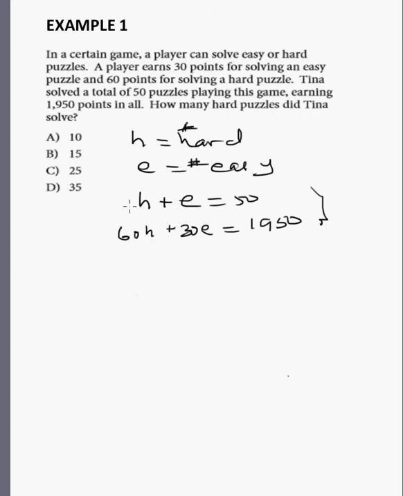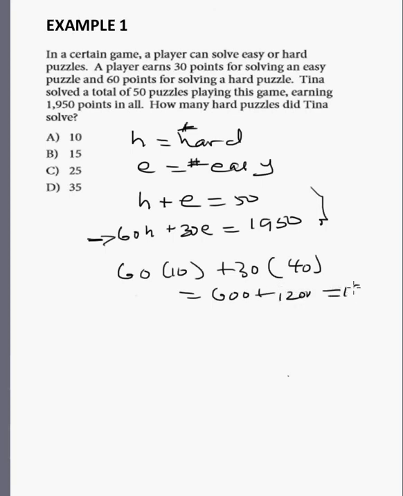So let's play with a plug-in. Now the plug-in, the best approach is this. You're going to plug in here because you'll be able to get the second number from here. So if you want to assume the answer A is correct, then that means H is equal to 10. So 60 times 10 plus 30 times how many E's we have? E will be equal to 40. And this will be equal to 600 plus 1200, which is 1800. And that is wrong, because it's supposed to be 1950.